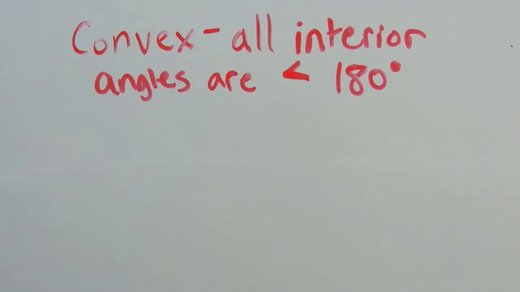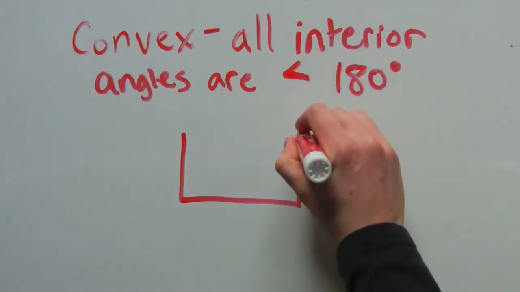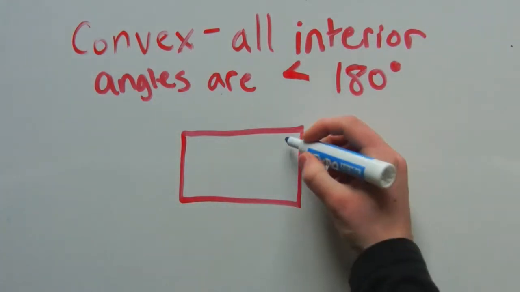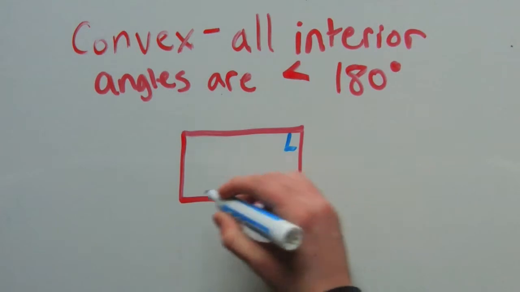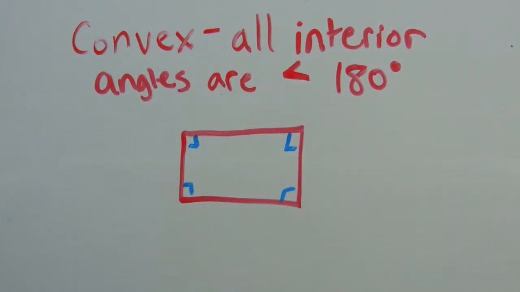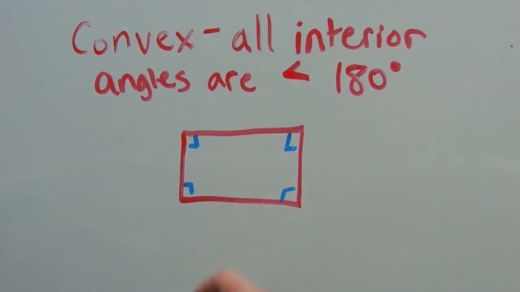An example of a convex polygon would be a rectangle. Each angle on a rectangle is 90 degrees. 90 degrees is less than 180. Therefore, this closed polygon that I drew here is convex.